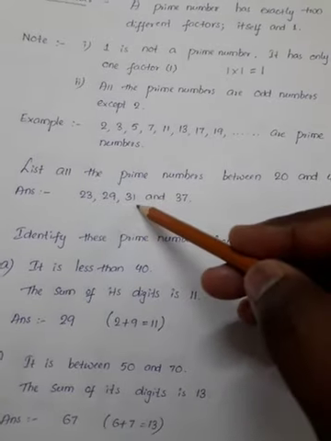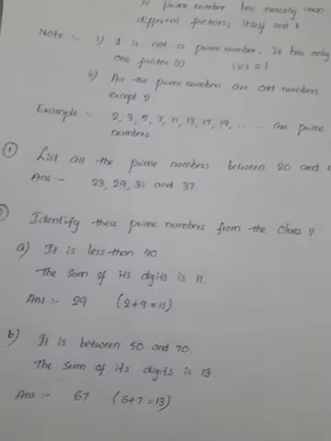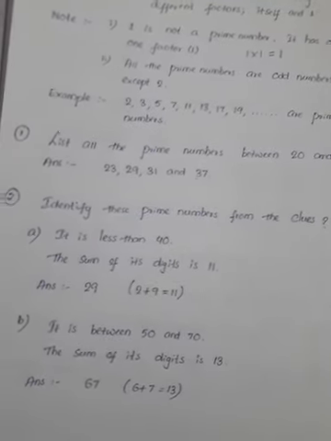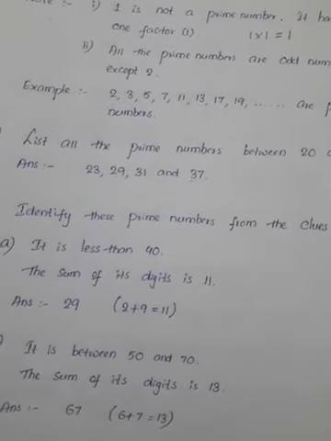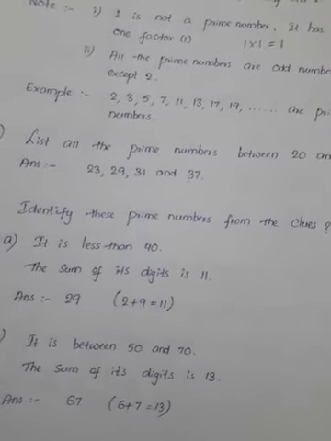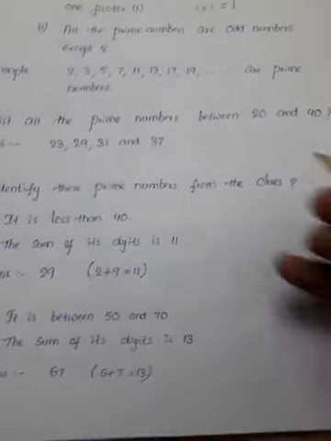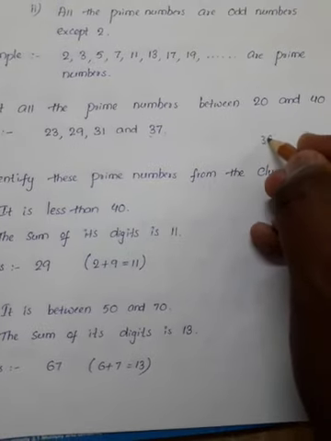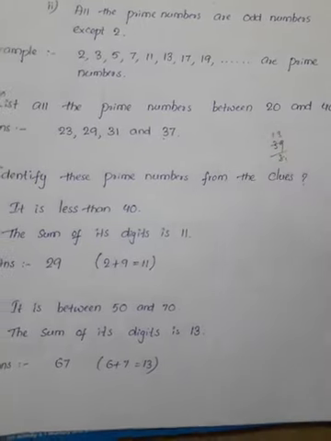Then 31, 37. That means between 20 and 40 there are only 23, 29, 31 and 37, because 32 is even, 33 is in the 3 table, 34 is an even number, 35 is in the 5 table, 36 is an even number, 37 is a prime number, 38 is an even number, and 39 is possible with the 3 table, because 3 ones are 3, 3 threes are 9. So not possible.